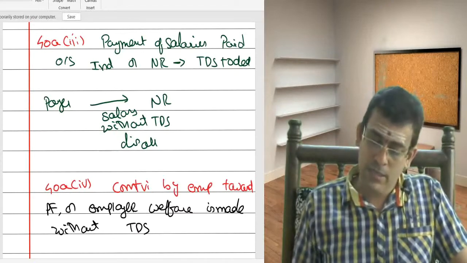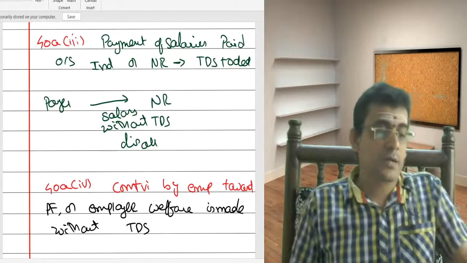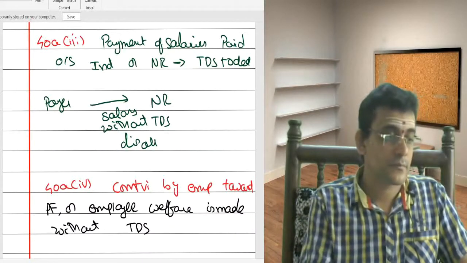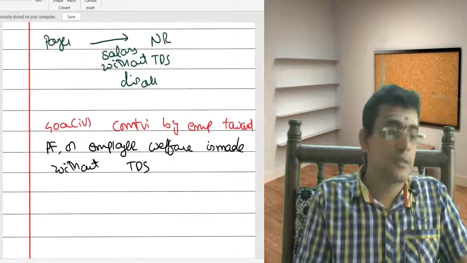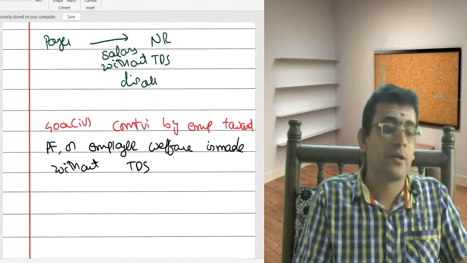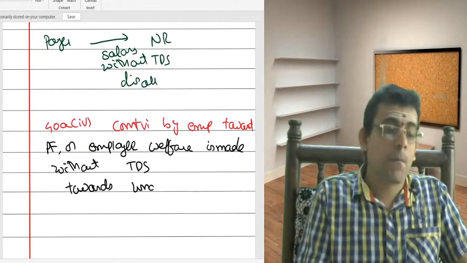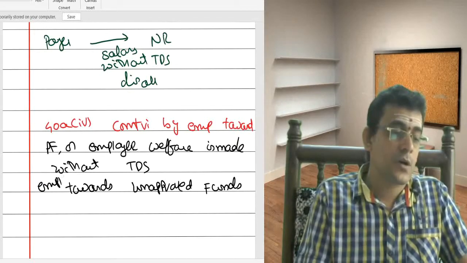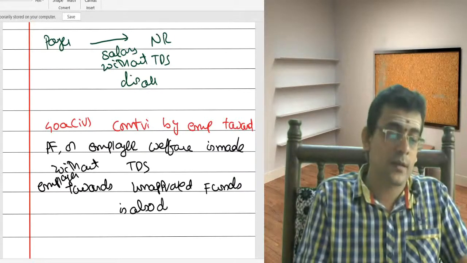So you can't take that as a deduction. That has to be completely disallowed. Okay, that's what is called 40A subsection 4. Then 40A subsection 5. Not only this, any sort of contributions towards unapproved funds, the employer's contribution towards unapproved funds, is also disallowed.